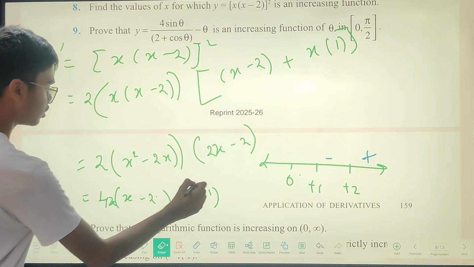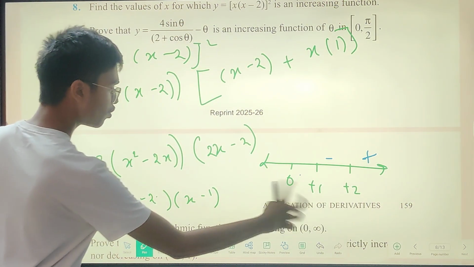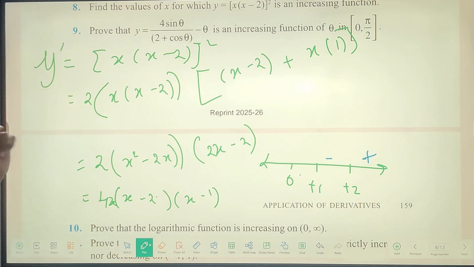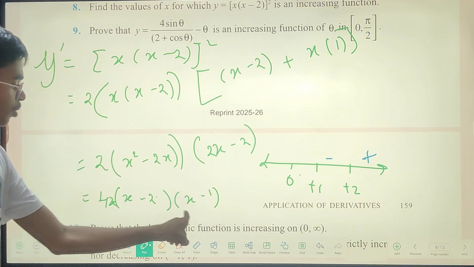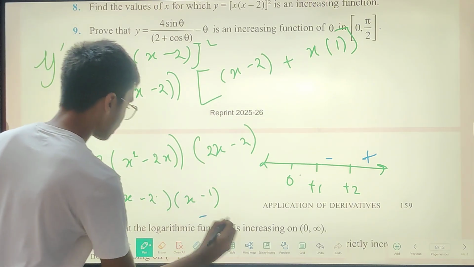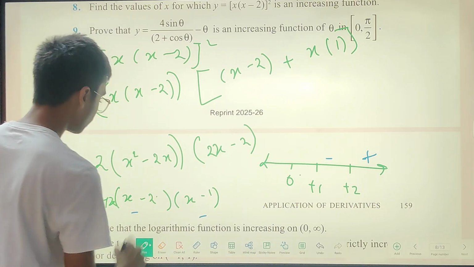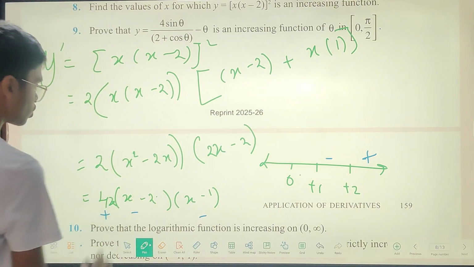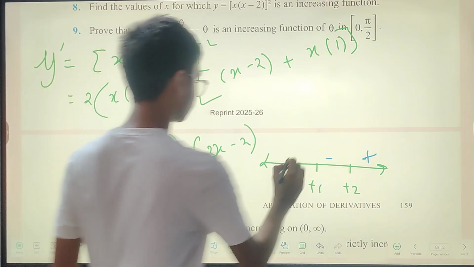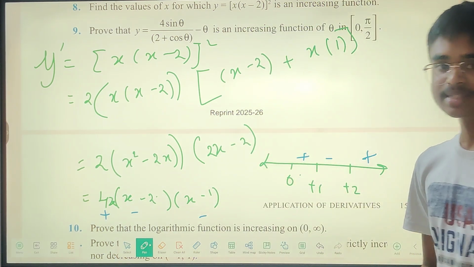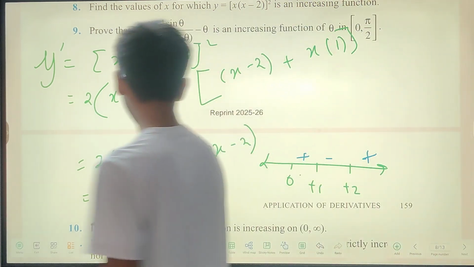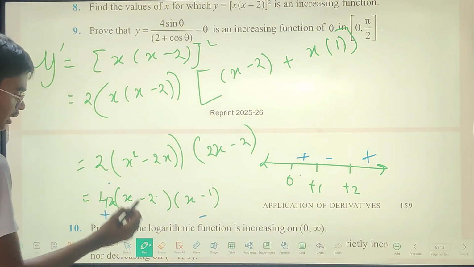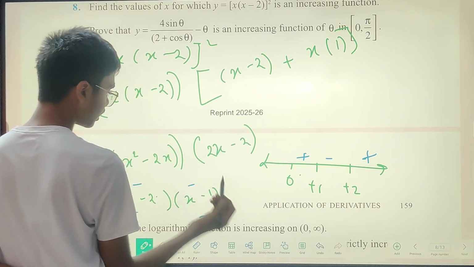Then here for less than 1, we will take 0.5. When you put 0.5 here, it will be minus 0.5. Here also it will be minus 1.5. When you put here, it will be positive. So here again it will be positive. Less than 0: here it will be negative, here negative, here also negative.